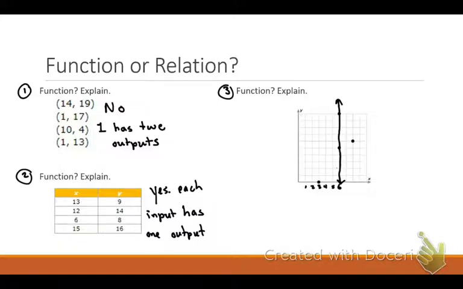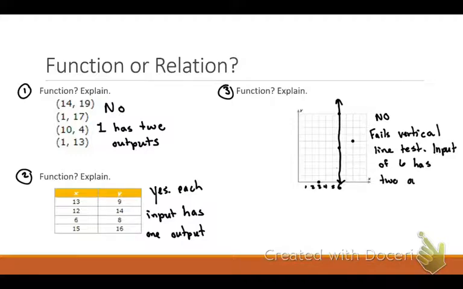It fails the vertical line test. All right, so I would accept, obviously the answer is no. You could say that it fails the vertical line test. That is an acceptable reason. You could also say that there's one input, the input of 6, that has 2 outputs. So it is not a function. It's a relation, but it's not a function. Every input has to have one output. Does that clear up any confusion? Possibly you missed that on your quiz.